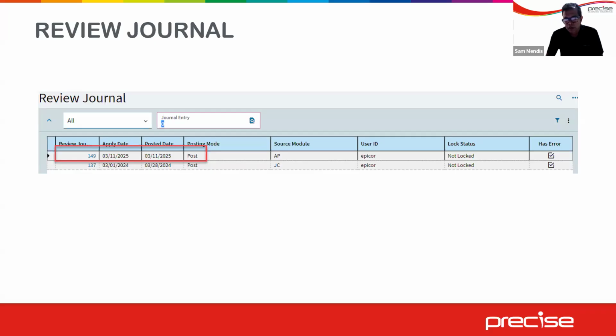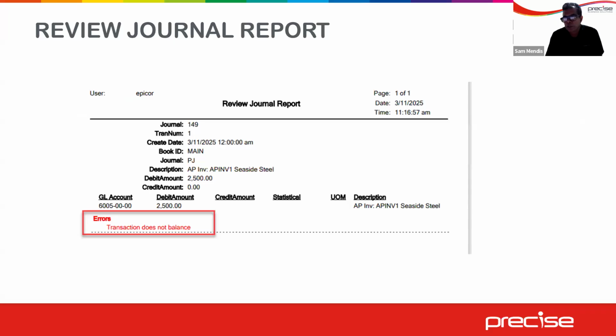This is the journal number with the apply date of today's date, and its source module is AP, and user ID is my user ID from Epicor. So this way you can identify which journal I'm looking at to fix, because in a real world scenario you will have multiple people using multiple modules, all different transactions. So once you drill down to the review journal, you can run a review journal report which shows you the transaction is out of balance and it's only picking up the expense account, but we don't have our GL account available for accounts payable.